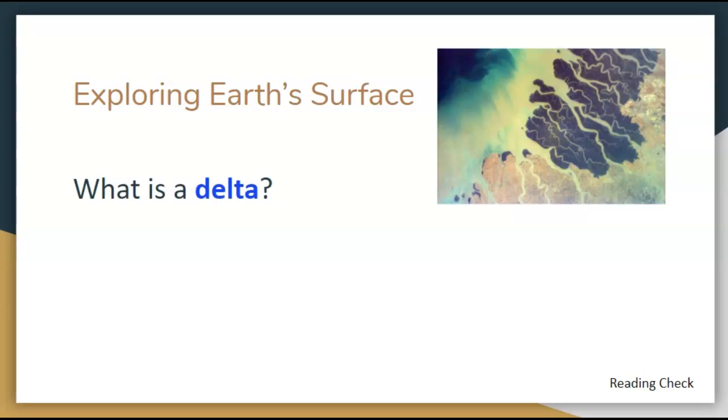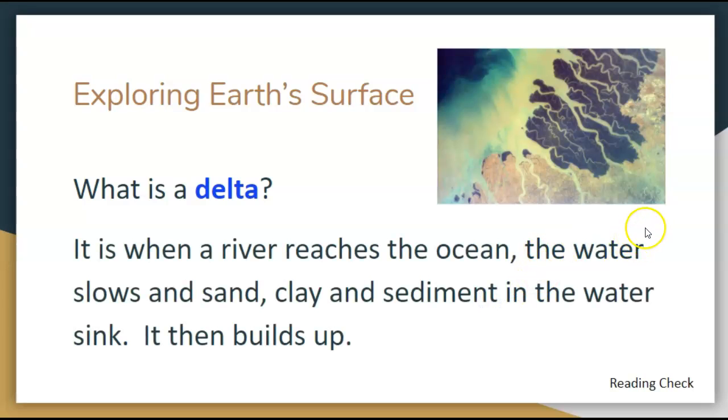So, what is a delta? It is when a river reaches the ocean, the water slows, and sand, clay, and sediment in the water sink. It then builds up. So this right here, this is a delta. This is what it looks like. Okay?